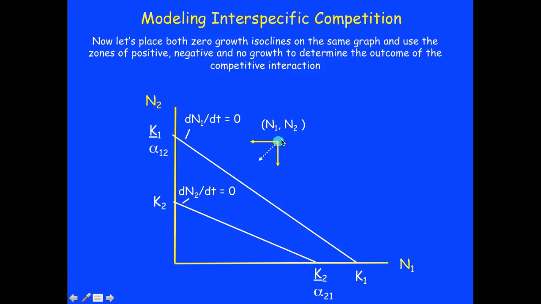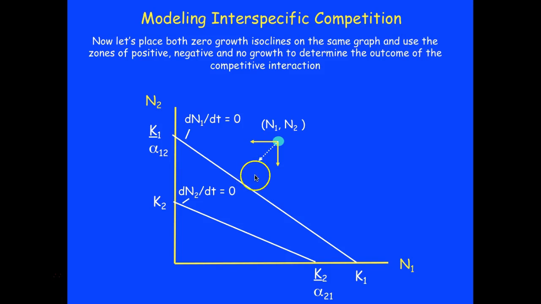So if we were to start with a population density here, this N1, N2 represents just a combination of population densities of species 1 and species 2. If we start at a population density here, we are above the no-growth isoclines for both species. That means that population growth for both species is going to be negative. So the population will shrink until it hits the no-growth isocline of species 1. And once it hits this no-growth isocline of species 1, we're still above the no-growth isocline of species 2, which means that the population of species 2 has to shrink.